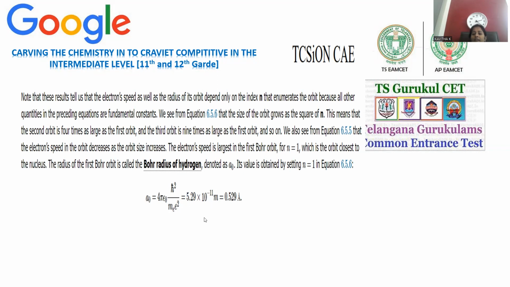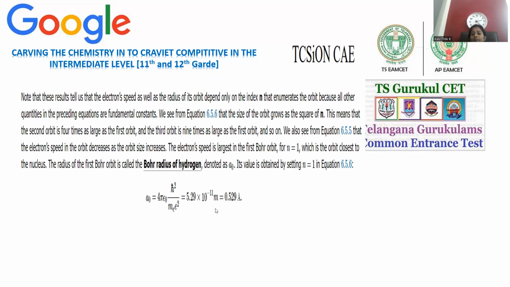This is a fixed value. It is Bohr's radius of hydrogen when it is in the ground state configuration, 5.29 into 10 to the power negative 11 meters. To convert meters into angstrom, the conversion factor is 10 to the power minus 10. So the decimal point moves forward, and it becomes 0.529 angstrom.